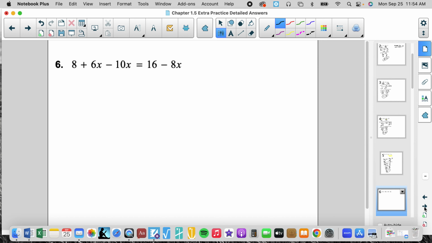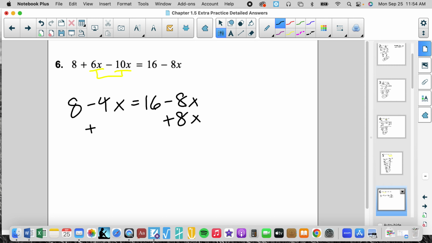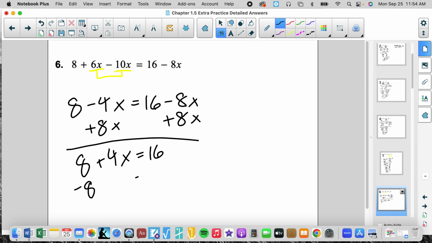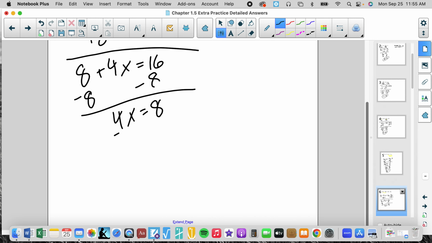Again, we can combine like terms. We have like terms on the same side of the equal sign. We can only combine the ones on the same side. We cannot combine those two because they are on opposite sides of the equal sign. So that is my demarcation. So I have 6x minus 10x is negative 4x equals 16 minus 8x. I'm going to move the 8x over to here, so I end up with a positive variable. 4x equals 16 minus 8. I'm going to subtract the 8. 4x equals 8. I'm going to divide by 4, x equals 2.